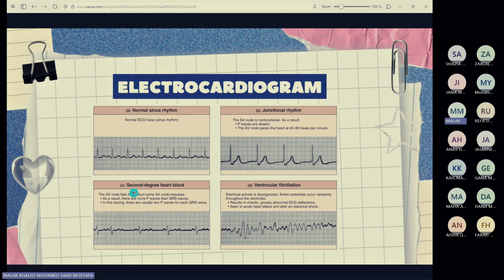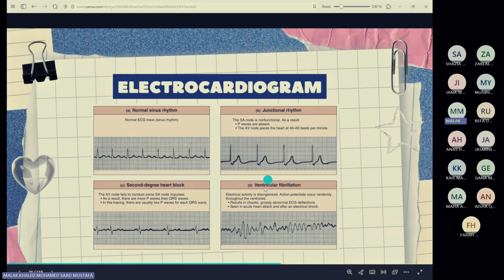Then you have second degree heart block. This is where the AV node fails, but the SA node is working. So the SA node will continue to give impulses to the atria. The atria contract, but the AV node is not getting the signal. So it gets it sometimes. So you will have QRS complexes, but you will not have them as often as you have P waves. You can have double P waves.